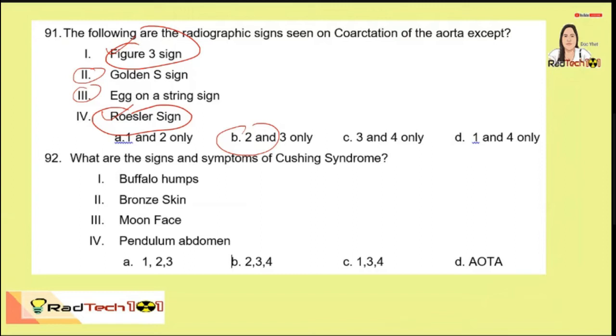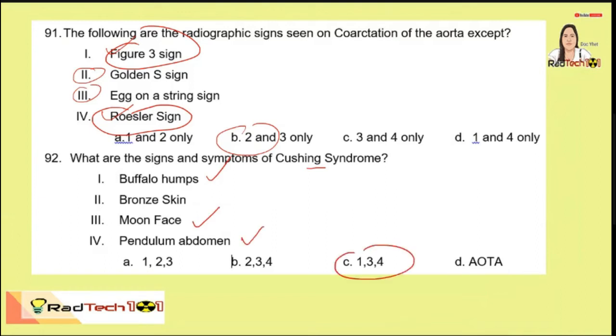Number 93: what are the signs and symptoms of Cushing syndrome? Cushing syndrome is a disorder where your body is producing too much cortisol. So, in this kind of patient case, what are the signs and symptoms? That is 1, 3, and 4.